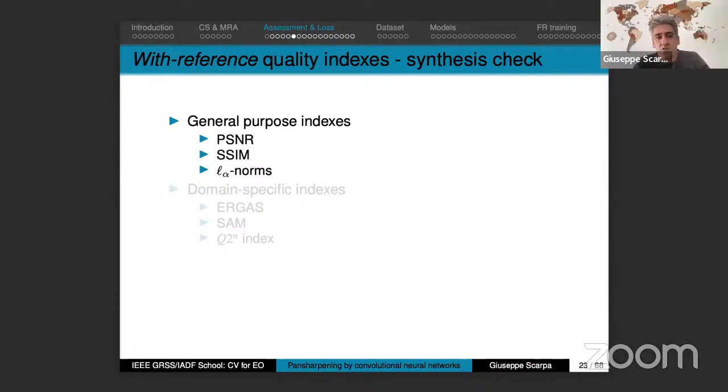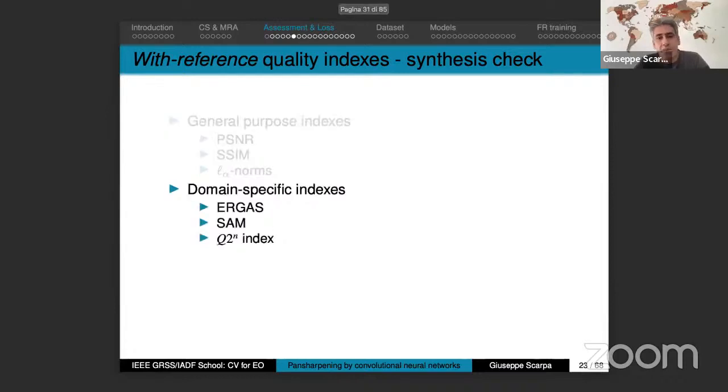On one side, we have general purpose cost functions that are popular in the image processing domain. For example, the peak signal to noise ratio, the structural similarity, the mean square error, the mean absolute error, or any other L norm. However, in the remote sensing domain, there can be specific needs that can call for application-oriented quality measures. Notable examples are ERGAS, a non-dimensional global and relative synthesis error figure, SAM, which is spectral angle mapper, or the Q index, which is a quality index that compares image statistics.